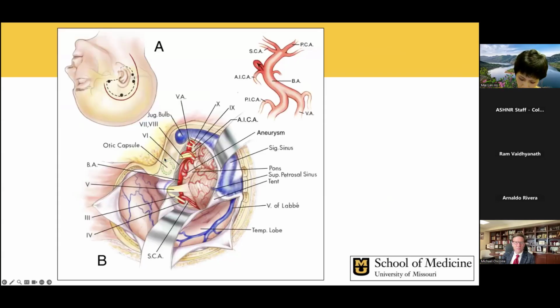And then some more elaborate approaches like this, where we may be pre and post sigmoid and both in the middle and posterior fossa, and sectioning the tentorium, sectioning the superior petrosal sinus, and sometimes for larger petroclival tumors, or like this cartoon describes for a mid-basilar aneurysm.